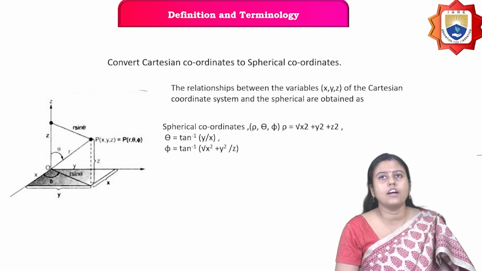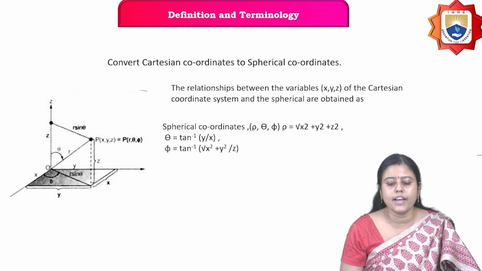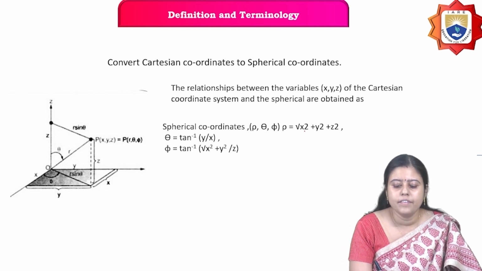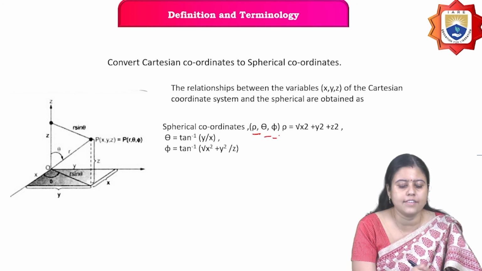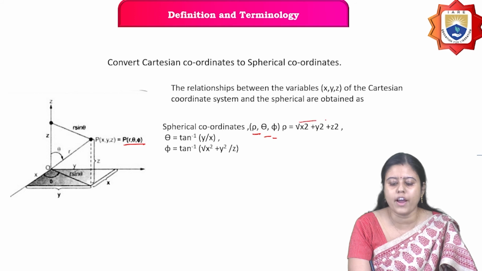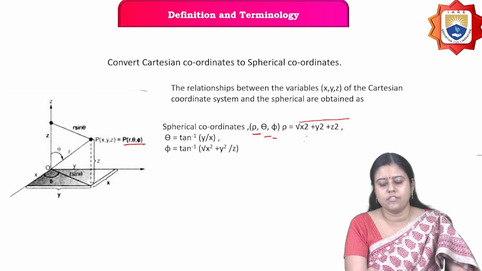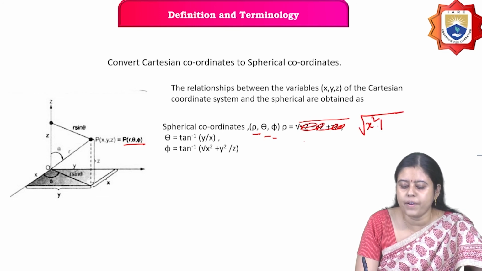Next, we convert the Cartesian to the spherical. Similarly, there are three components, r, theta, phi, as I told before also. We get r is equal to the square root of x squared plus y squared plus z squared.